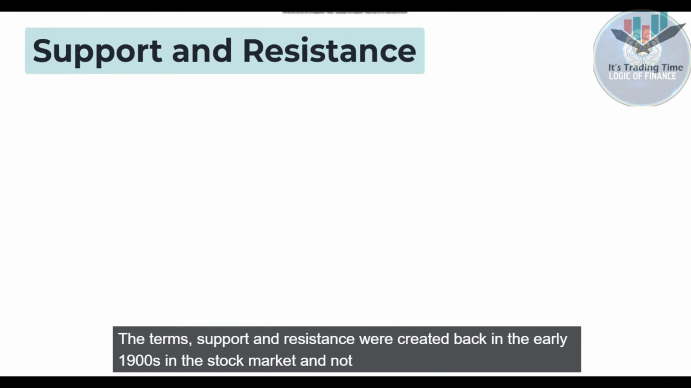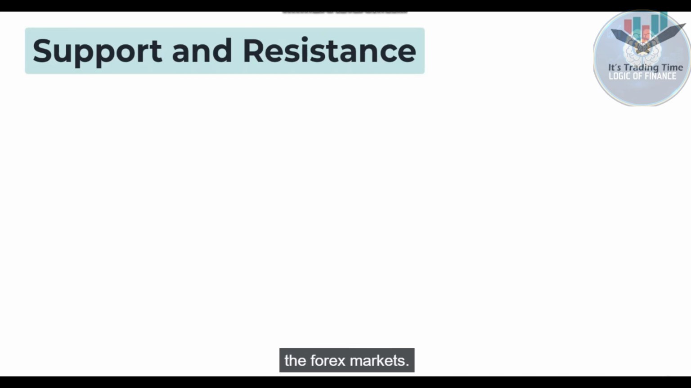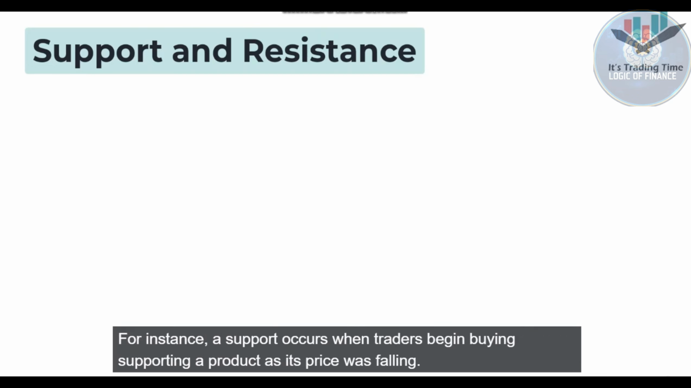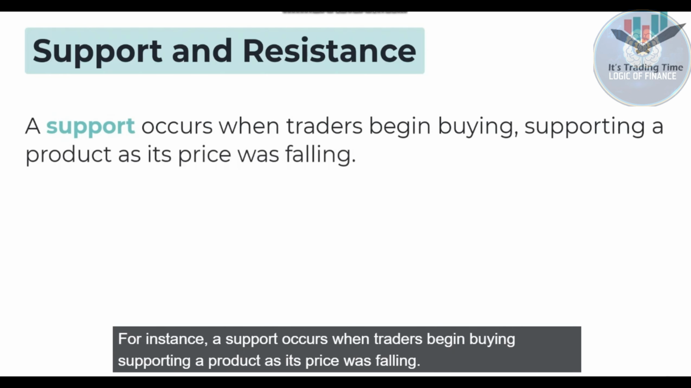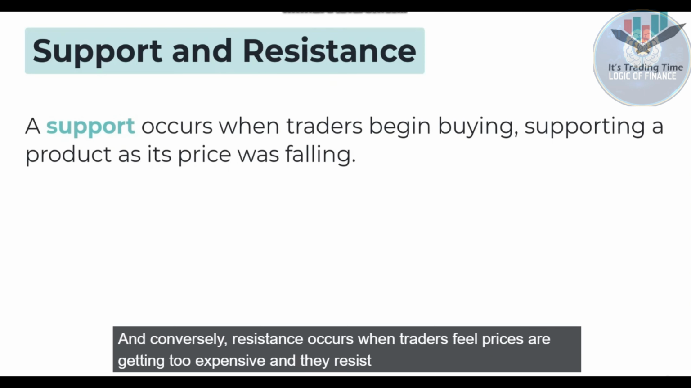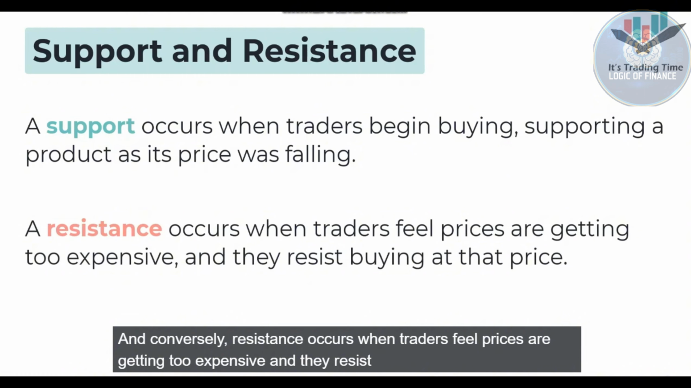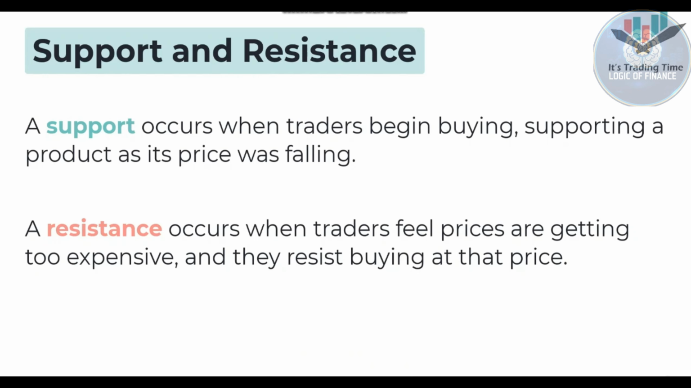The terms support and resistance were created back in the early 1900s in the stock market and not the Forex market, and the terms are quite self-explanatory. For instance, a support occurs when traders begin buying, supporting a product as its price was falling, and conversely, resistance occurs when traders feel prices are getting too expensive and they resist buying at that price.